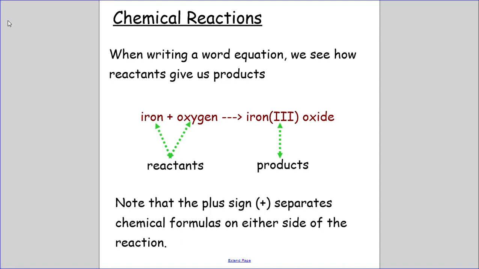You'll only see one arrow in a reaction, typically going from reactants to products, and there can be many plus signs depending on how many chemicals are being added together, or separated, I guess.